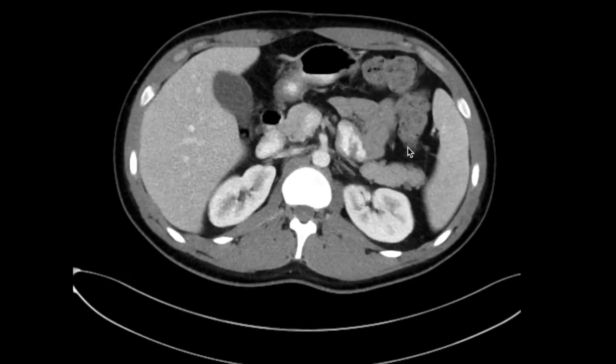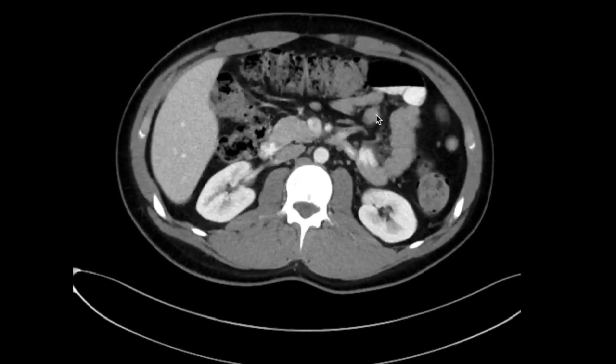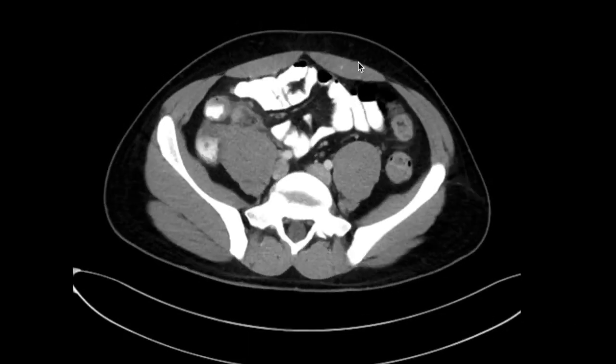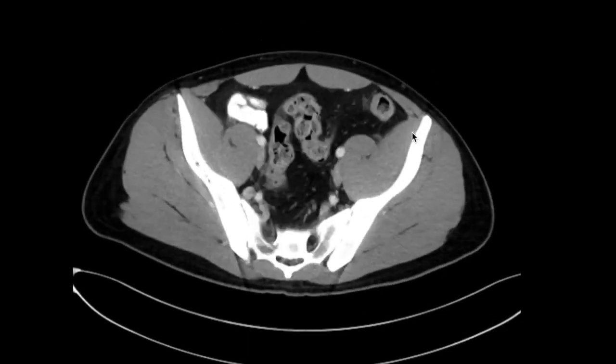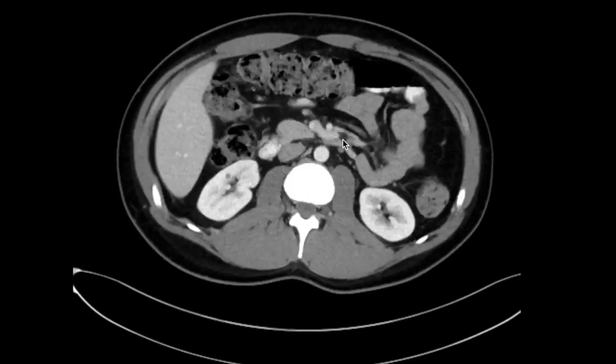Unless it's a case that requires following the bowel, like a bowel obstruction, for example, if the bowel is normal caliber, I generally then look at the small bowel in sweeps, so I split it up into halves. So I look at this half of the bowel first, and then on the scroll up, look at this half of the small bowel there.